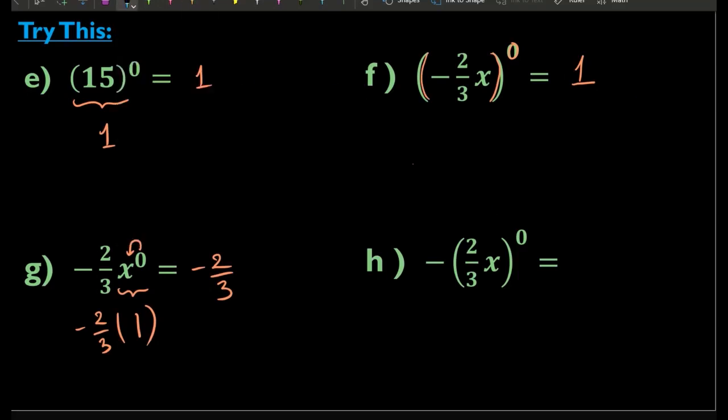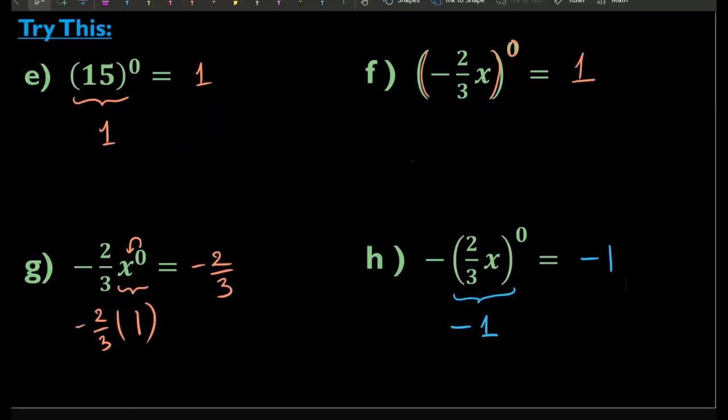Now, the next one. Since 2/3 x raised to 0, in parentheses, turns into 1. But the negative is not inside the parentheses, so we bring it down. The answer is negative 1. Alright, I believe that is the last, yes, that's the last example.